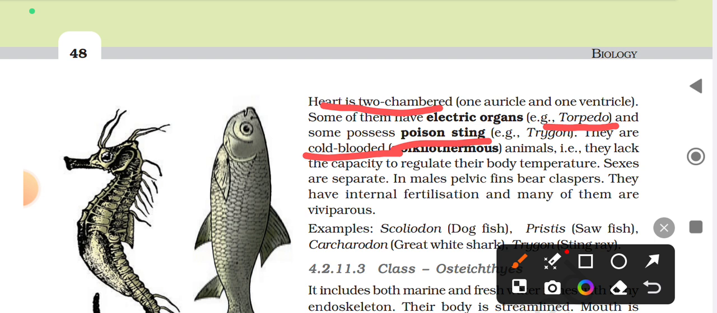Their sexes are separate. What does that mean? Is it monoecious or dioecious? Dioecious, yes. In males, the pelvic fins bear claspers. They have internal fertilization. Please mark it. Many of them are viviparous, which give birth to young ones. Oviparous means egg-laying. Viviparous, young one. Okay. Example, Scoliodon. You have to learn all the examples.